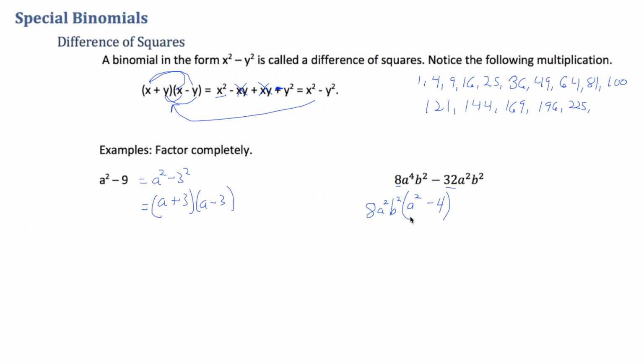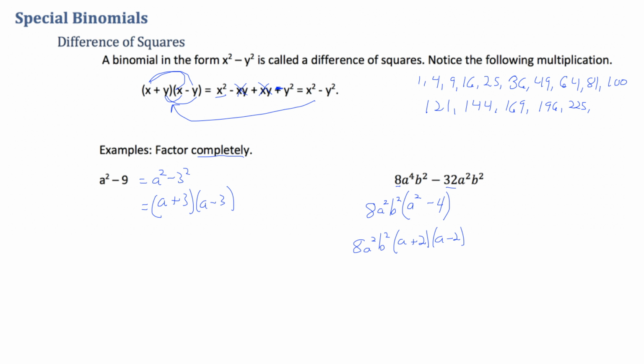factoring out a common factor, but now it says factor completely, so even though we are able to factor out a common factor, we still want to see if we can do something with this. This does fit the form x squared minus y squared, so we rewrite our common factor. Don't forget to rewrite that, and then this is going to be a plus 2, because the square root of 4 is 2, and then a minus 2. So that's our most common special binomial, the difference of squares.